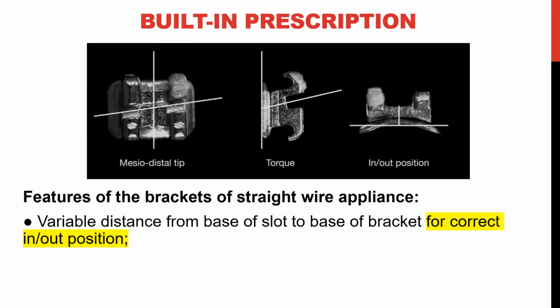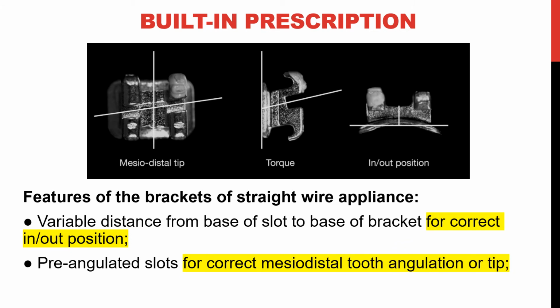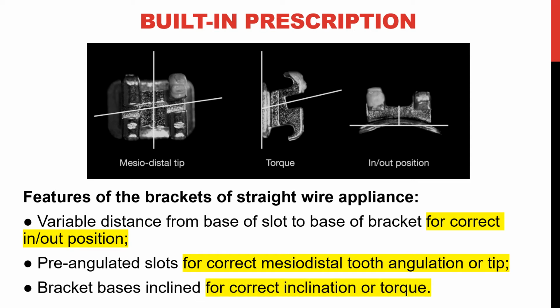So in a straight wire appliance, or an appliance with a built-in prescription, we would have variable distance from the base of the slot to the base of the bracket. This will give us correct in-out position, or what is known as bucco-palatal or bucco-lingual position. We will have pre-angulated slots for correct mesiodistal tooth angulation, or what is known as tip. And finally, the bracket bases are inclined for correct inclination or torque.